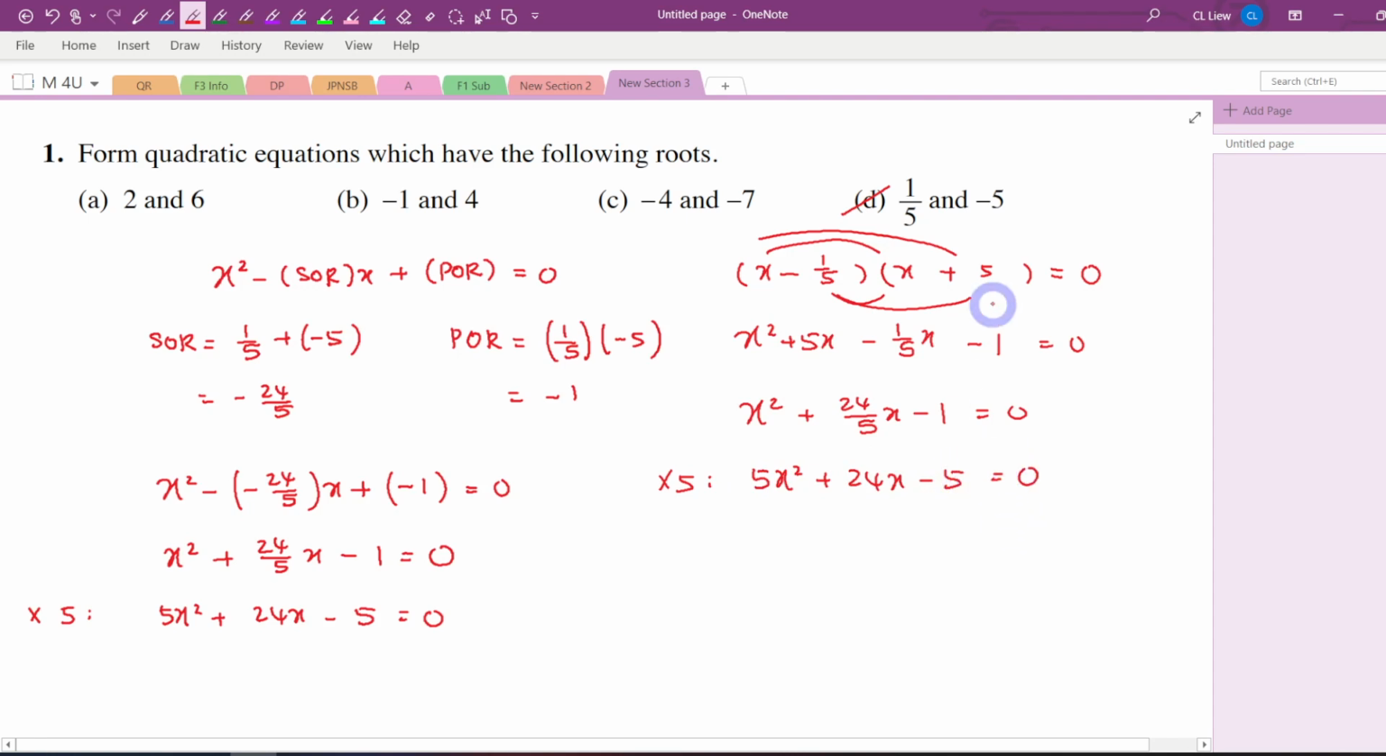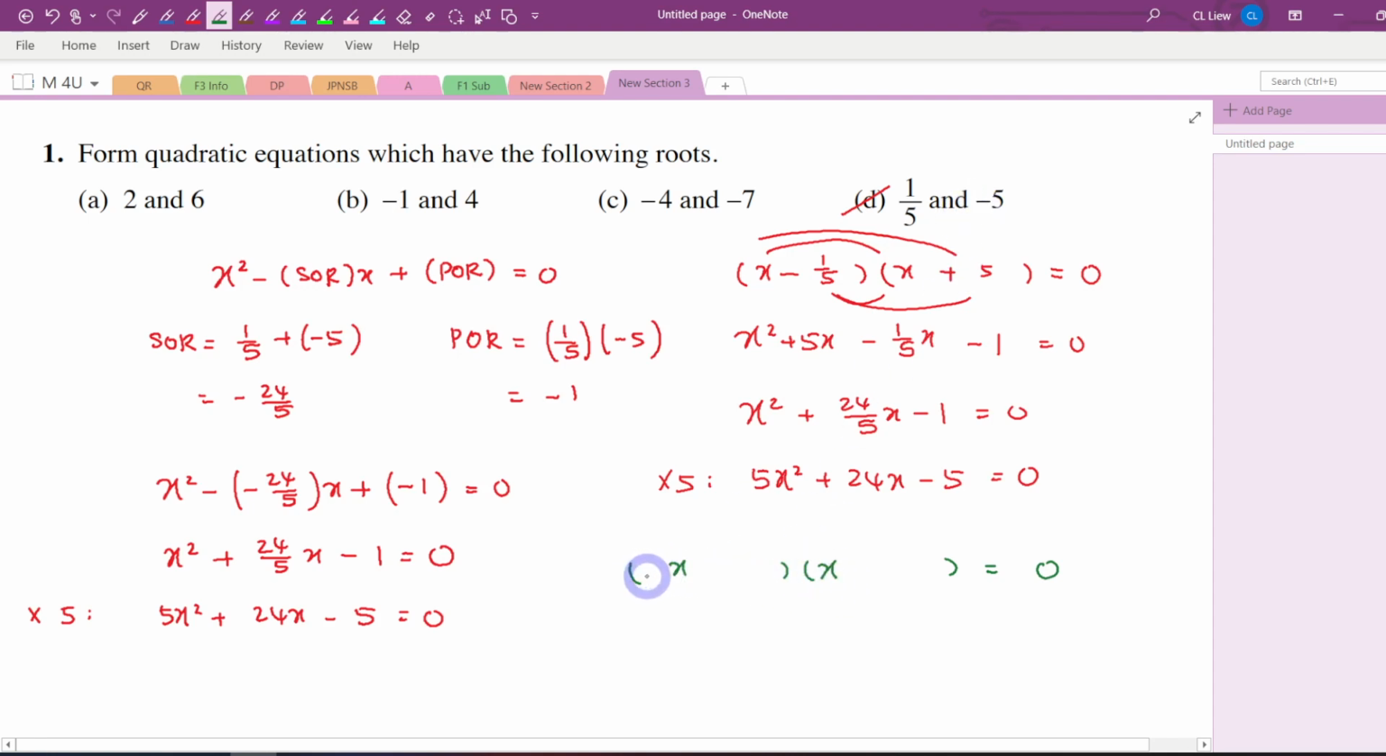Okay, so let me show you another method. No matter what method you are using, as long as your method is correct, you will be able to get the same answer. Now another method is the same thing: write 2 parentheses equals 0. And then if you see a fraction, you leave some space here. If you see an integer, you don't have to leave space.